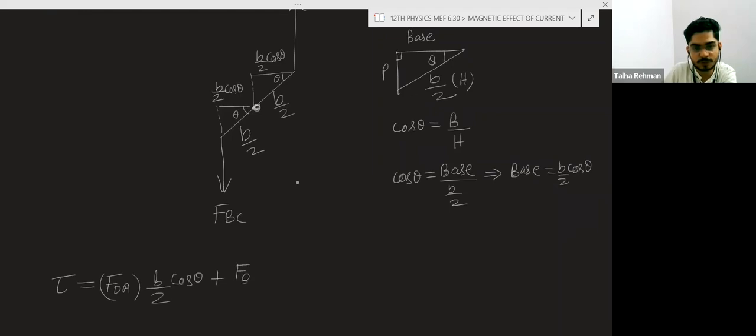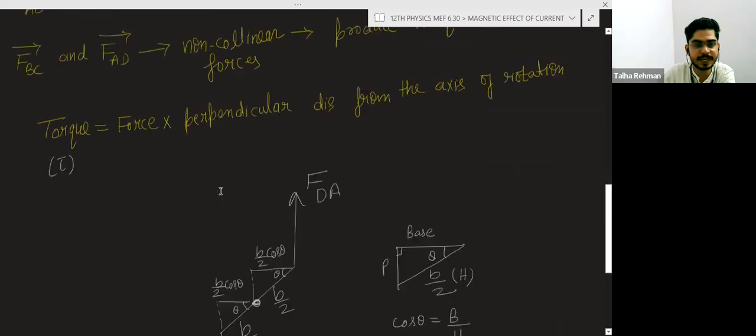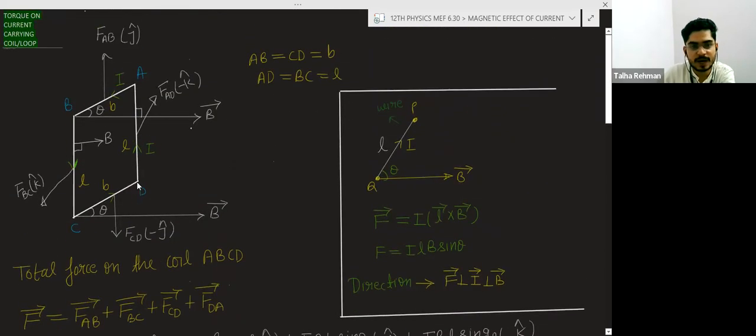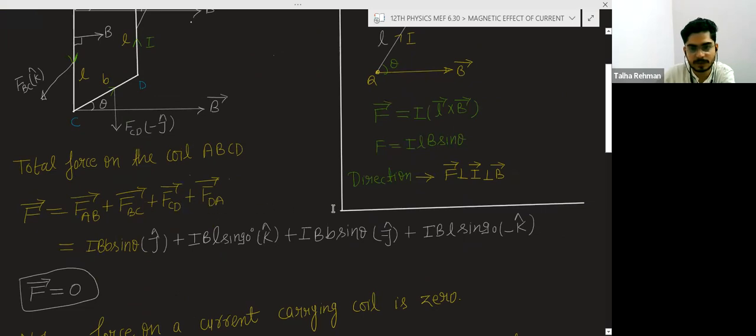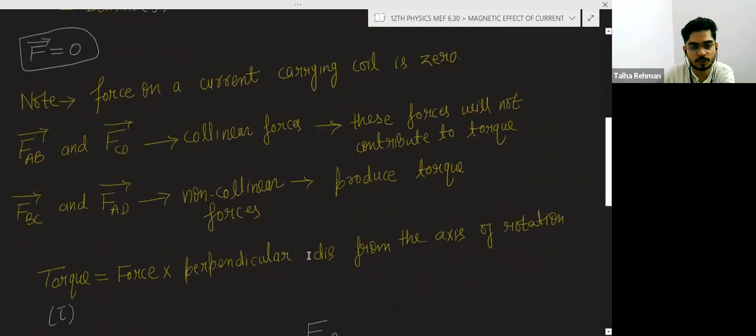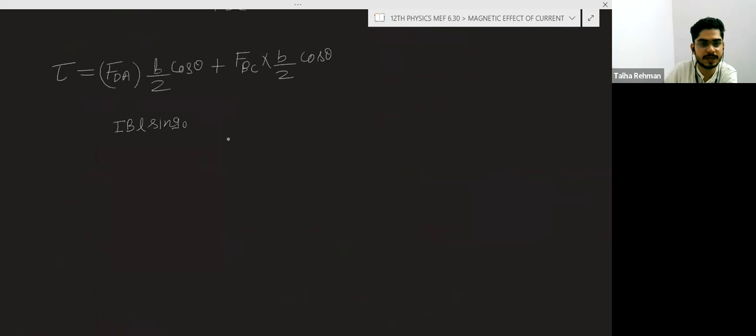Due to this force FBC, the torque will be FBC into B by 2 cos theta, and FDA on this wire DA. The force will be IBL on this wire. FDA will be IBL. This is DA. So the magnitude of the force is IBL sin 90. So put this value here, IBL sin 90 into B by 2 cos theta, plus here also the force will be IBL sin 90 into B by 2 cos theta. So sin 90 is 1. So IBL into B by 2, and B by 2 and B by 2 will be B.